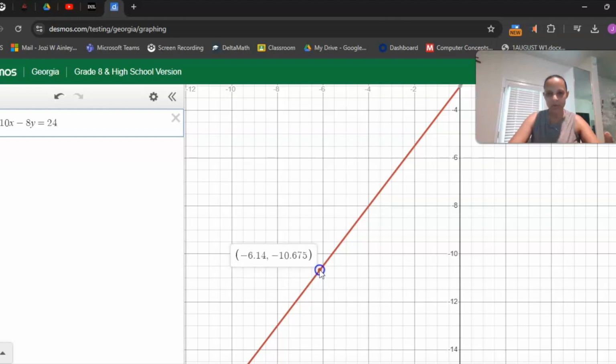So not a decimal, but you need something with a whole number. That was close, but you see the y is still a decimal. So you're going to keep going, because you're looking for a whole number on both numbers. You cannot have any decimals. So this is method number one.